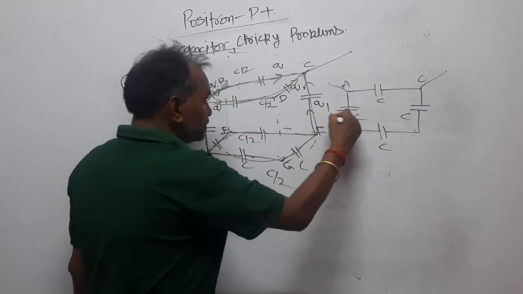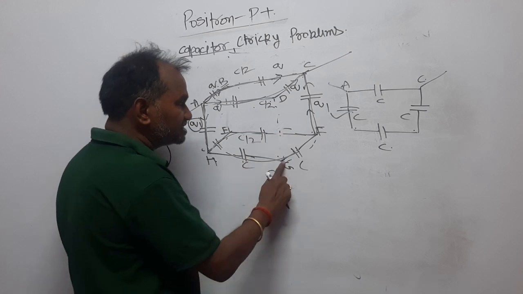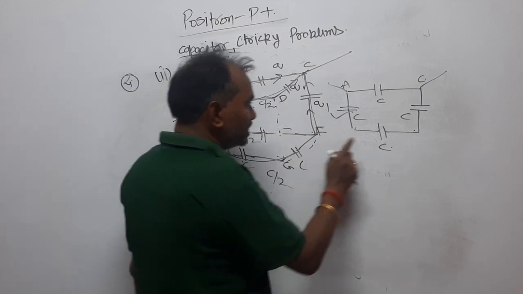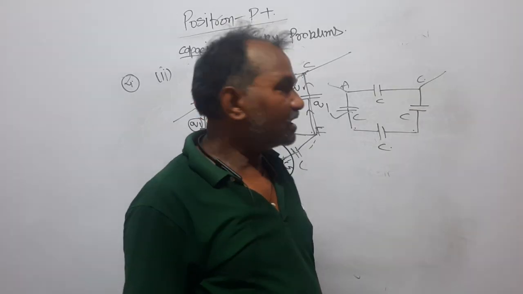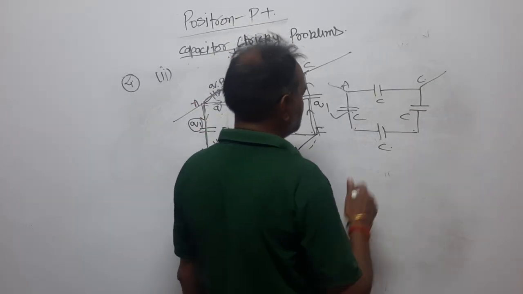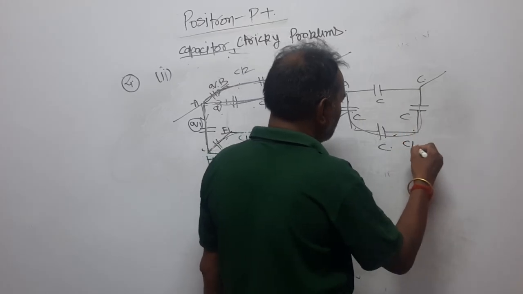Now this one is C, and this again is C by 2. They are in parallel, their equivalent will be C, and this is C. Now between the terminals A and C we have to find out the equivalent. Dear students, it's very simple. These three are in series, their equivalent will be C by 3.